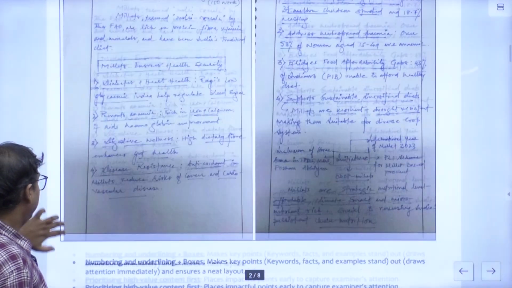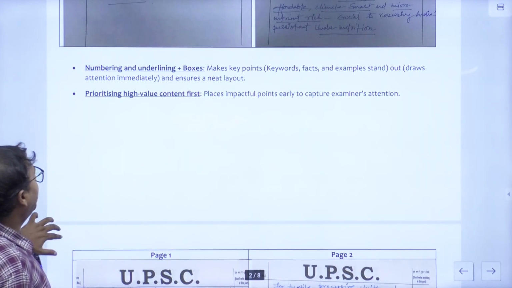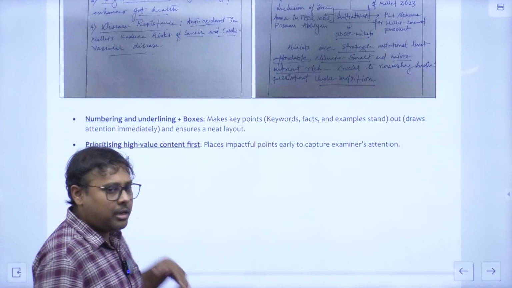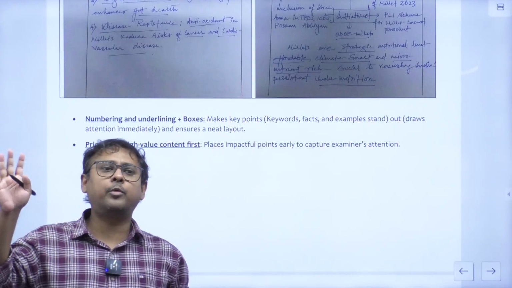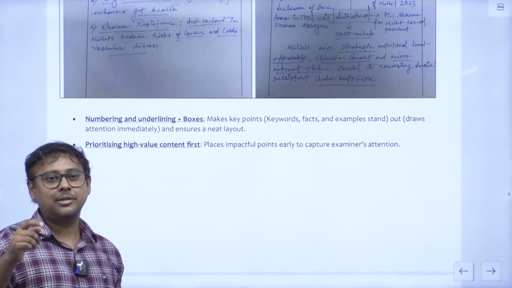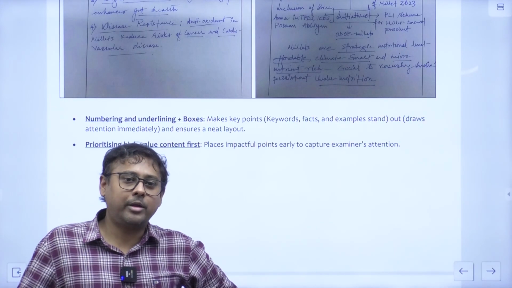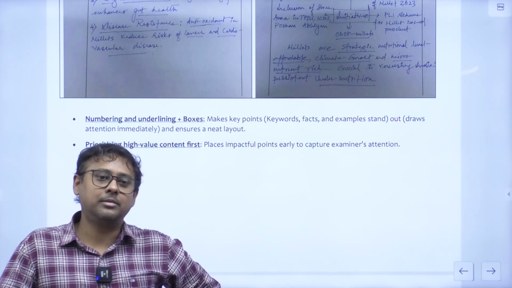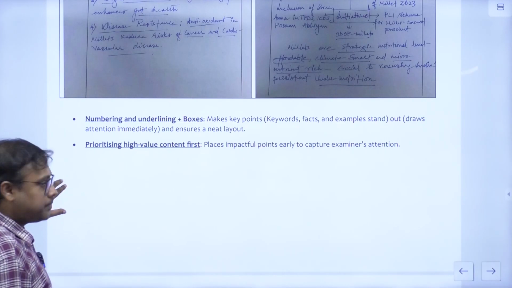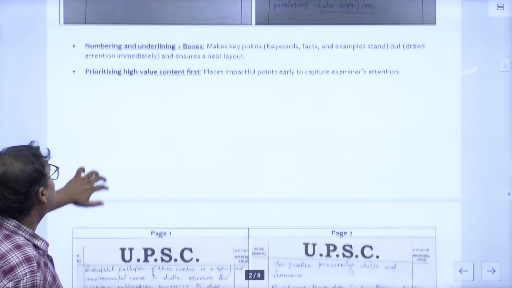Okay. Second is numbering and underlining plus boxes. Now, this is also a part of presentation. Many students ask, so how many of you have questions here? Is it better to number or give bullet points or arrows? How many of you think that bullet points would be better or arrows would be better? Numbering would be better. And what is the reason? Because numbering gives the quantifying. Exactly. Numbering quantifies your content.